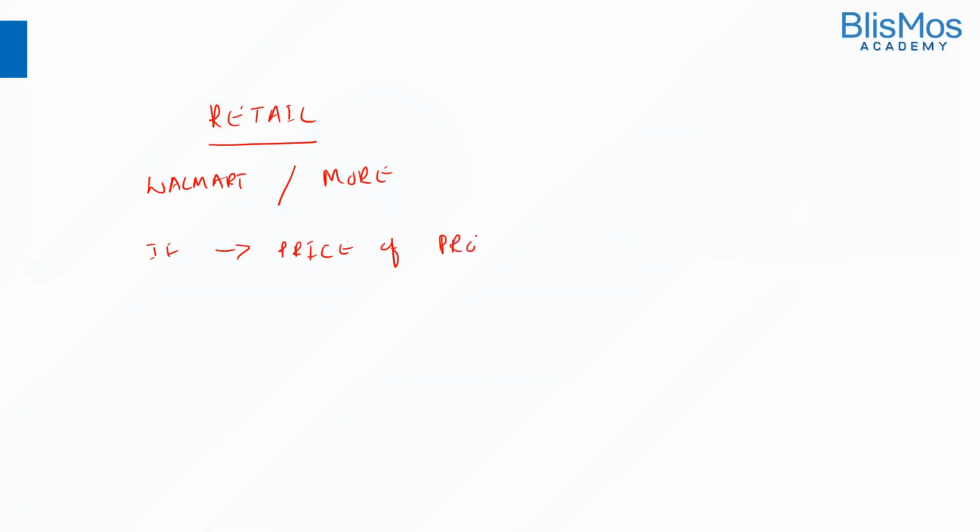Let us take a couple of examples. In the retail sector, like Walmart or, more in the case of India, there is a situation where if the price of any commodity or product is more than some $50, you can provide a discount of some 5%. If not, then you can go for a discount of some 2%.